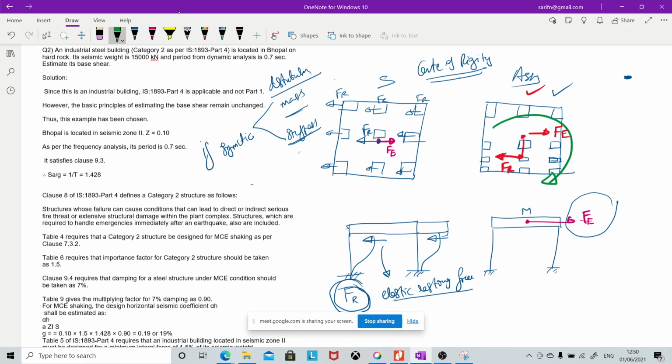So in what cases will the building twist? If there is an asymmetry in the mass or an asymmetry in the stiffness or both. In both cases, the building will twist. So this is the basic idea of torsion.